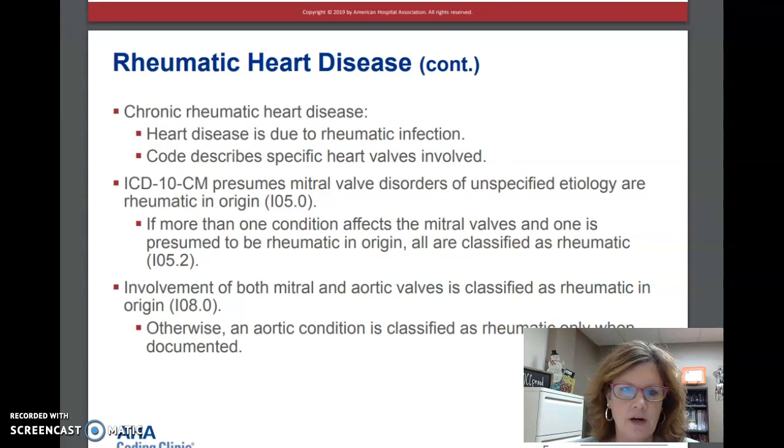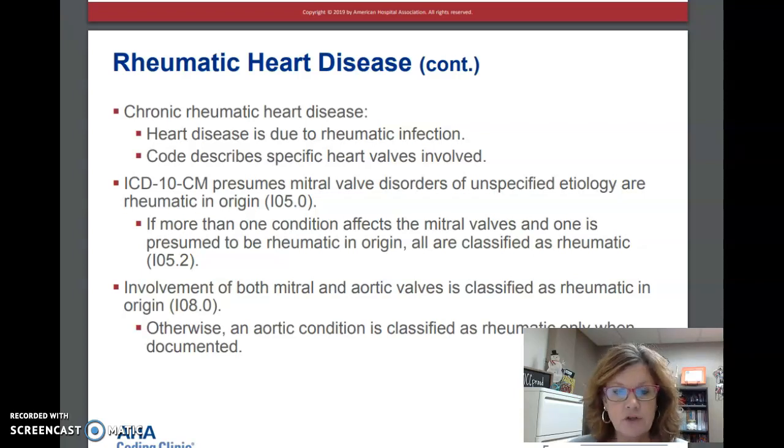Okay, so rheumatic heart disease, we have chronic rheumatic heart disease. Okay, and usually it'll state that right in there. A couple of different things: ICD-10 presumes that mitral valve disorders of unspecified etiology are rheumatic in origin, okay? And when we're dealing with a rheumatic type of mitral valve, it's going to be I0, okay? If it's non-rheumatic, it's going to be I3. So just something to make sure, write it down as a note.